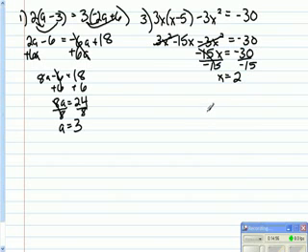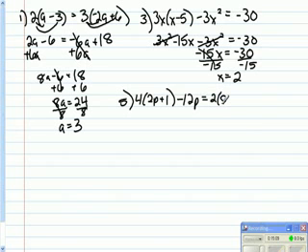Okay, let's try number 5. So 4 times (2p plus 1) minus 12p equals 2 times (8p plus 12).